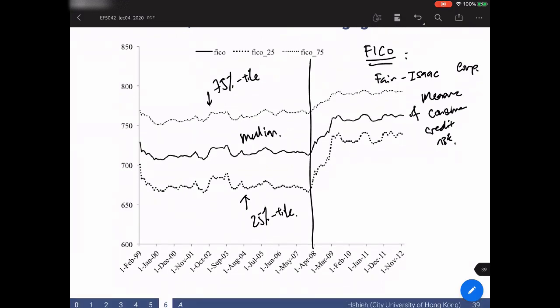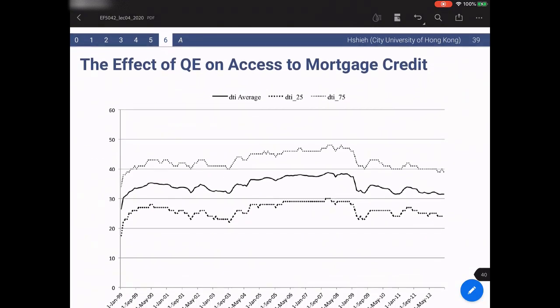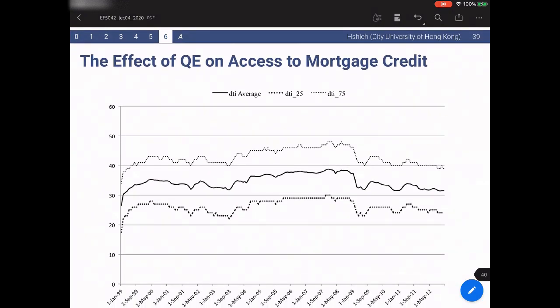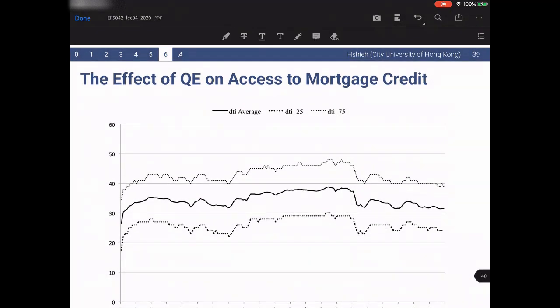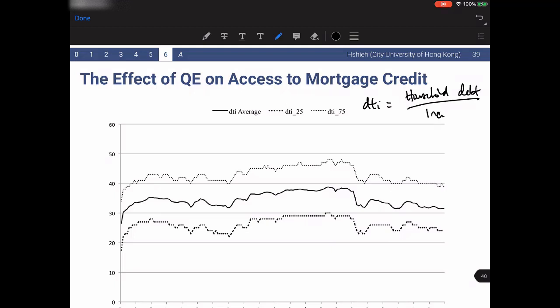However, for DTI, DTI is household debt divided by income. So let me write that down. DTI equals household debt divided by income. DTI is a measure of an individual's ability to pay back loans.